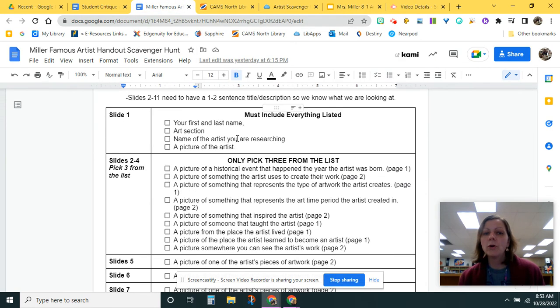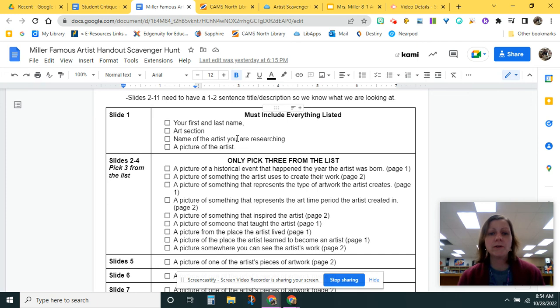Slides 2 through 4, now you get to pick from here. You're going to pick 3 of these from the list. So you're not doing all of these. You are just picking something that you think you can find for your artist that would work. Those categories are a picture of a historical event that happened the year the artist was born. For this, you'll need to do a Google search of historical events that happened that year to see what you can find, and then find a picture of it.